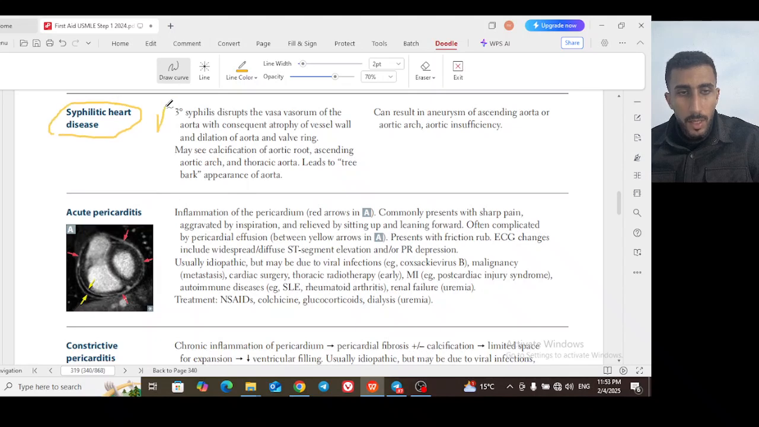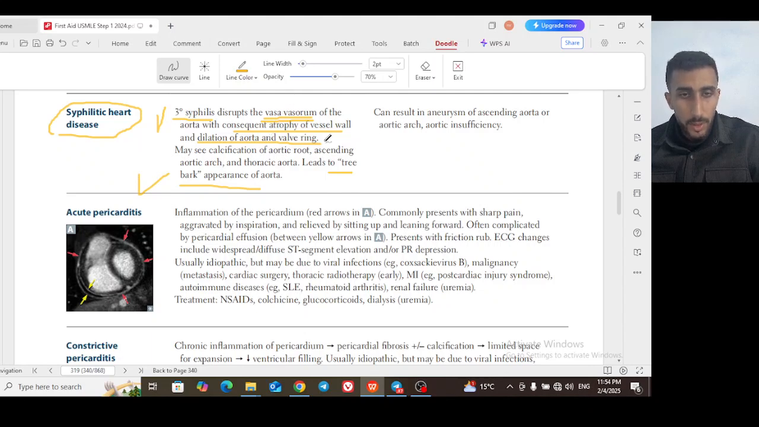So the syphilitic heart disease. You have to know very well that it occurs in tertiary syphilis. You have primary, secondary, and tertiary syphilis. So this occurs in tertiary syphilis, and the syphilis here will disrupt something called the vasa vasorum. These are the vessels supplying the vessels. So you have the aorta, and it is a vessel, and itself it has a vascular supply. This vascular supply for the aorta is called the vasa vasorum. The syphilis will affect the vasa vasorum, and the consequent effect is atrophy and dilatation of the aorta and the valve ring, and this will lead to something called the tree bark appearance due to atrophy and calcification, and the accumulation of that will give you something characteristic called the tree bark appearance. So you just know that the affected part is the vasa vasorum.